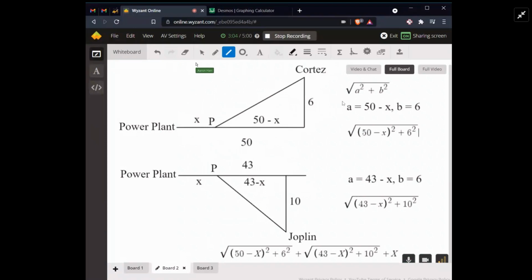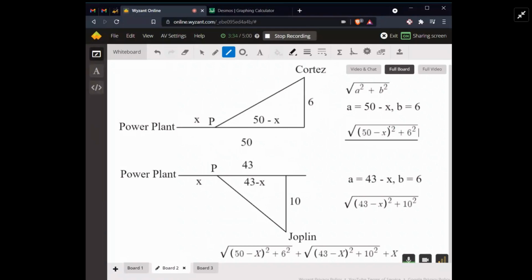And using that, we can use the Pythagorean theorem, which is square root over a squared plus b squared. That will give us the hypotenuse from P to Cortez. So knowing a is 50 minus x, b is 6, we can actually plug that in and get our equation for the distance between P and Cortez. So that'll be this right here: the square root of (50 minus x) squared plus 6 squared.